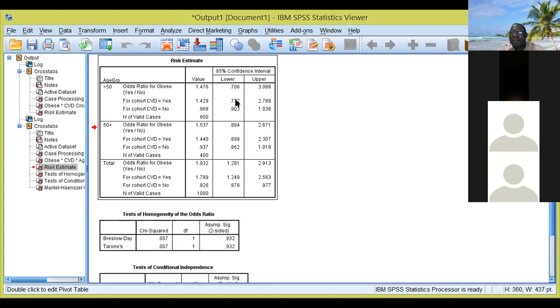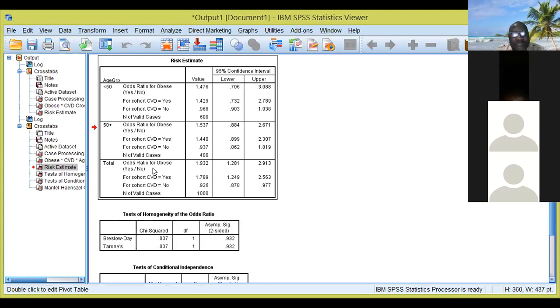So what was the odds? Because this odds ratio, the total odds ratio, was significant. If you just look at the lower one, it's not significant, but that's the crude. What we are looking at now is this stratification, 1.48 and 1.54. Are they the same? Is there any significant difference in the strata?